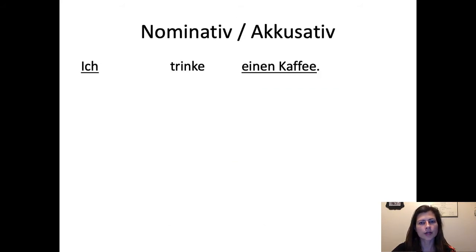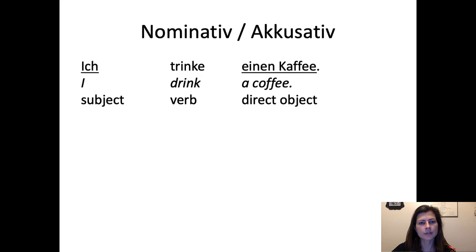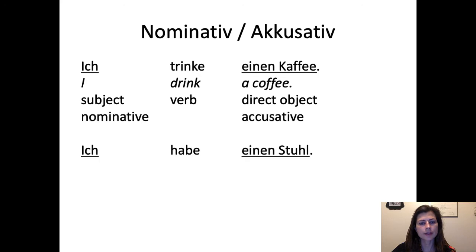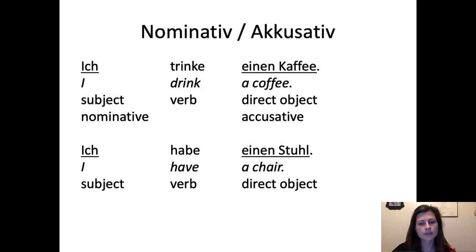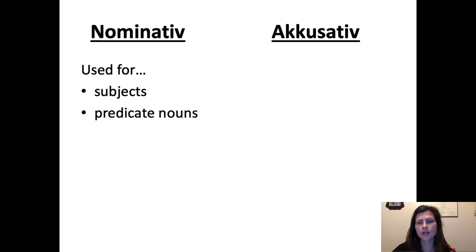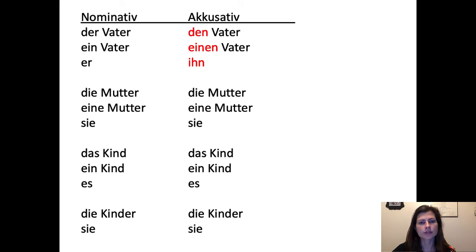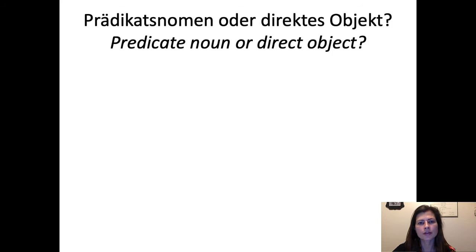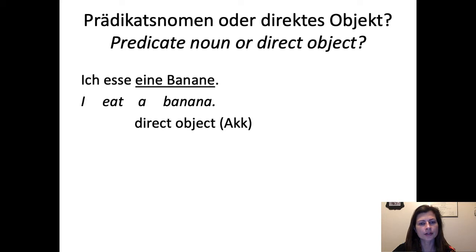Okay, so "ich trinke einen Kaffee," that's a subject, verb, direct object, nominative, accusative, right? "Ich habe einen Stuhl," subject, verb, direct object, nominative, accusative. So to review, we have our nominative, which we have been using for subjects and predicate nouns. We have our accusative, which we use for direct objects. And then, just to note the articles and some pronouns here, we've got to watch out for den and einen, and then ihn. We'll do the pronouns more thoroughly in a moment.